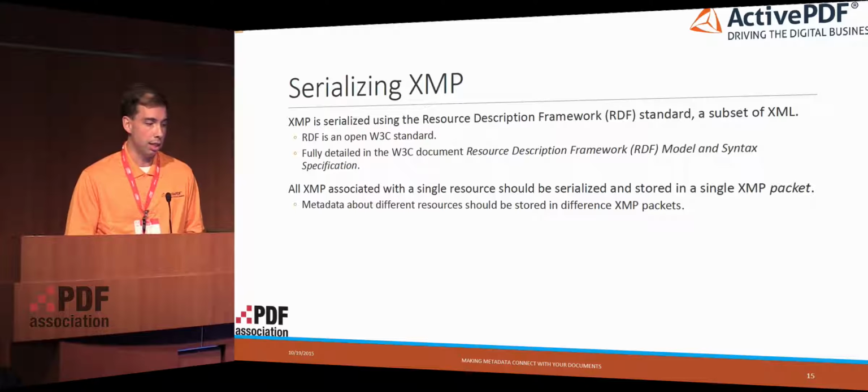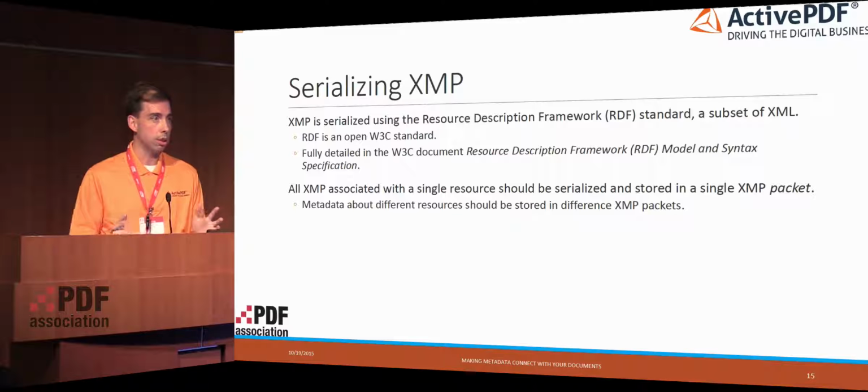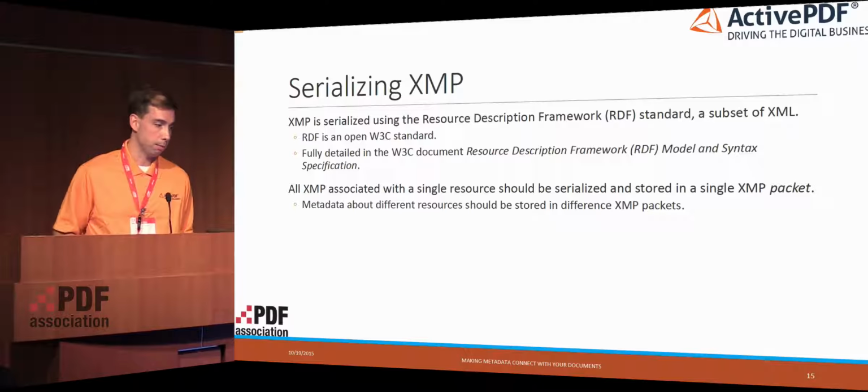All XMP associated with a single resource should be stored in a single packet. Now, I'll spend a little bit more time talking about that because it is important. All metadata with a resource should be in the single packet. That means you should not have multiple packets describing the same resource, nor should you have one packet describing multiple resources. Every resource should have its own packet. That way, you can separate resources as needed, but they still get fully described with their attached metadata.